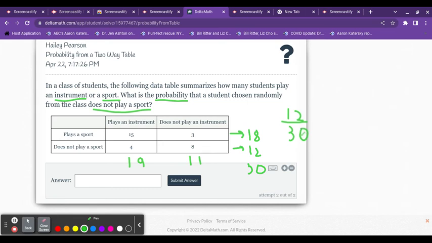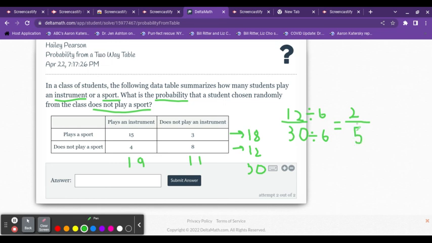Now, if you were to simplify this, I know that both numbers, 12 and 30, are divisible by 6. So I can divide both the numerator and the denominator by 6. So I can simplify this to lowest terms. 12 divided by 6 is 2. 30 divided by 6 is 5. So our probability is 2 over 5.